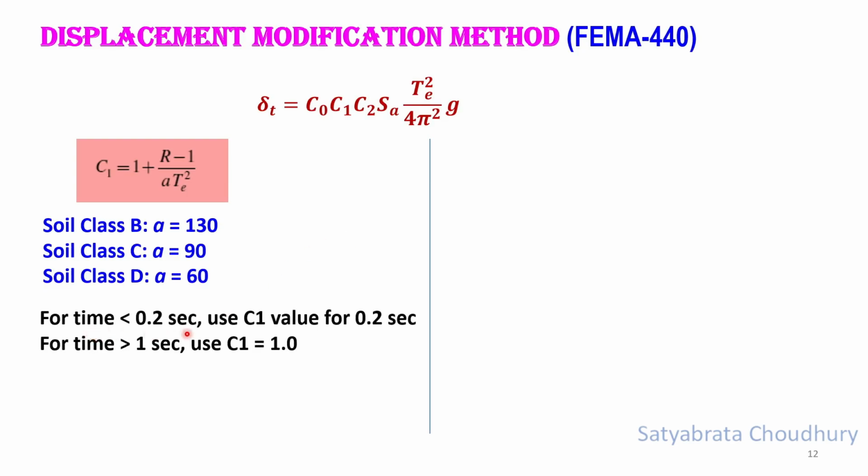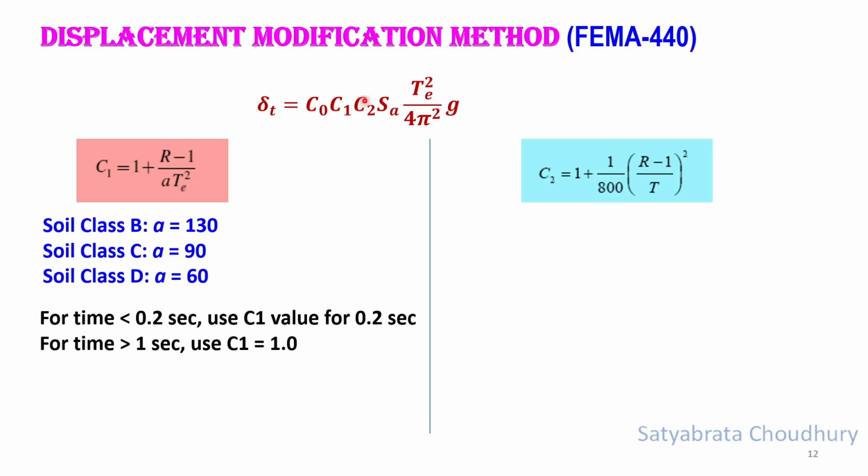For time less than 0.2 second, use the value of C1 corresponding to 0.2 second. That is, if you put 0.2 second here, you get a value which you can call C1 at 0.2. For time greater than 1 second, use C1 equal to 1.0. So it is flat after a 1 second period.